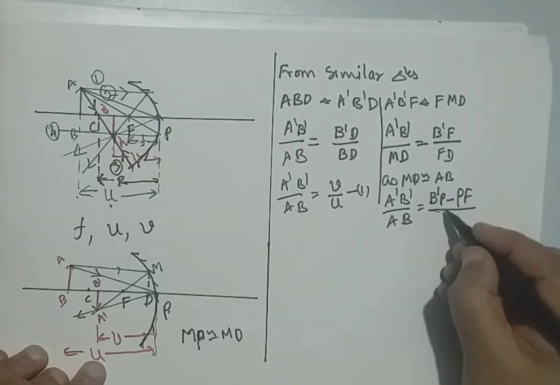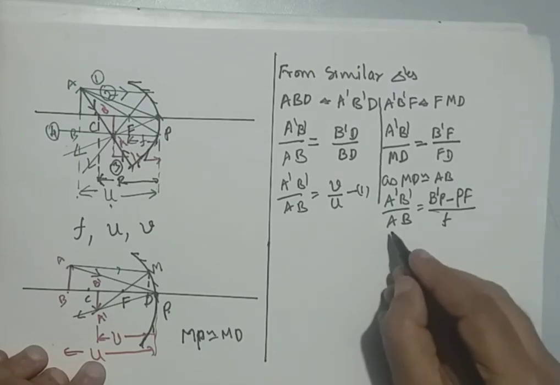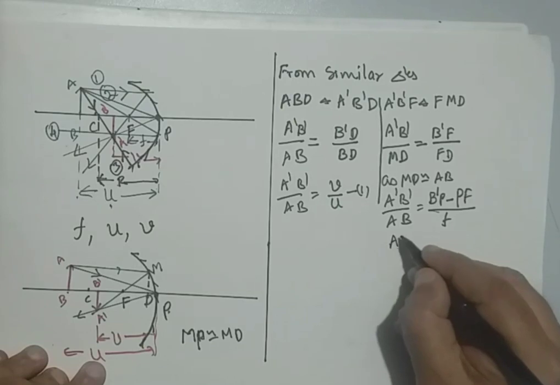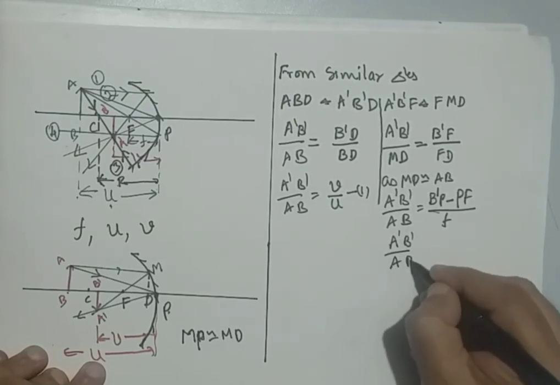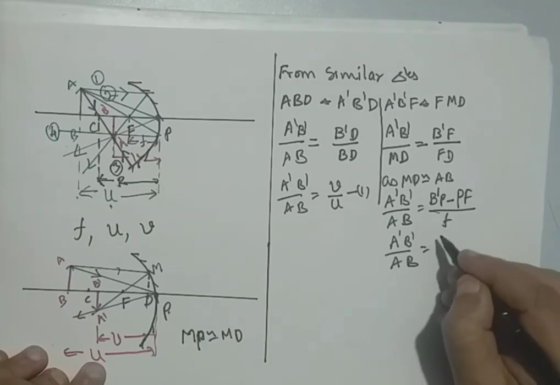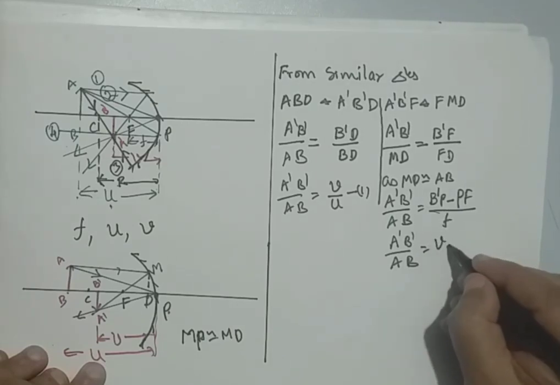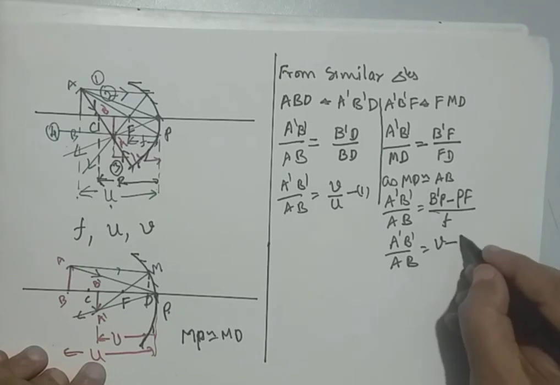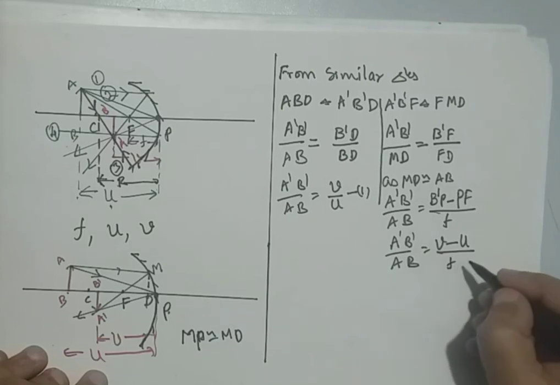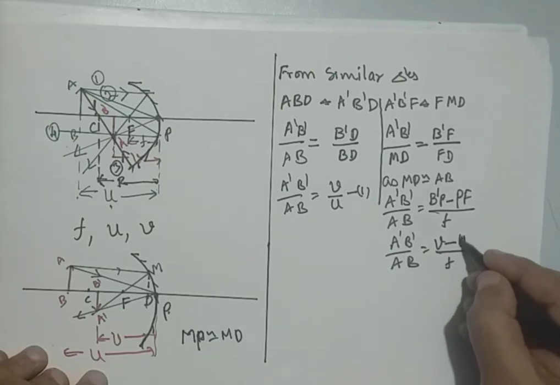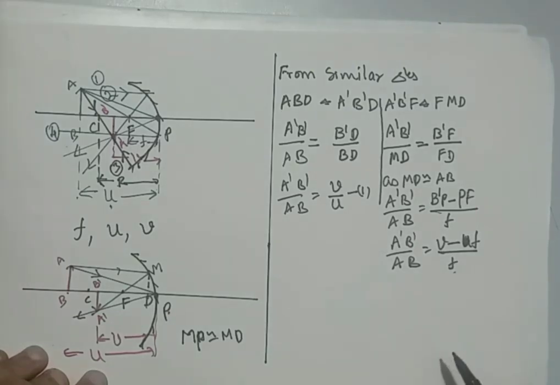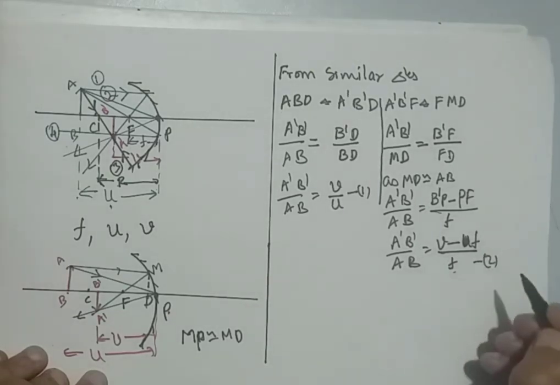Divided by FD is our focal length. Therefore, say if we write one more step here, A dash B dash by AB, which is equal to B dash P, is V minus PF, is V minus F divided by F. So this is our equation 2.